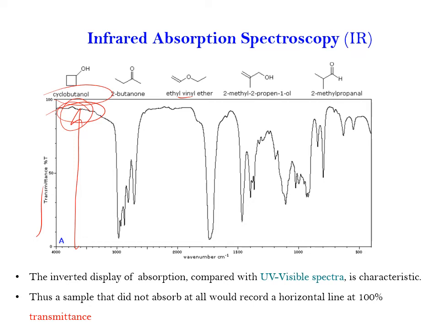In the case of UV-visible spectra, we measure absorbance, but in the case of infrared absorption spectroscopy, transmittance can be used. So a sample that did not absorb at all would record horizontal lines at 100% transmittance. So if a sample does not absorb any light, 100% transmittance could occur. But dips indicate high absorption for specific molecules.